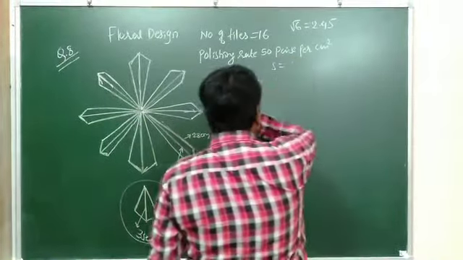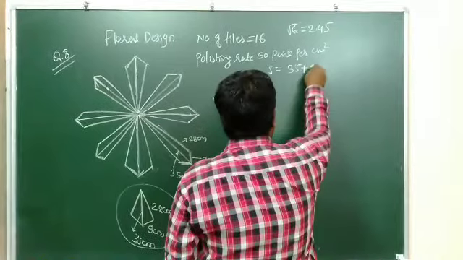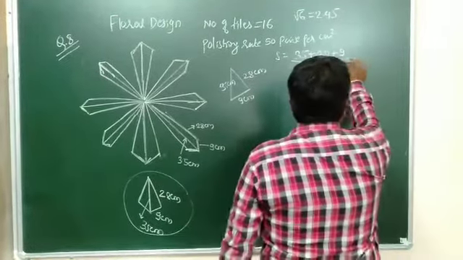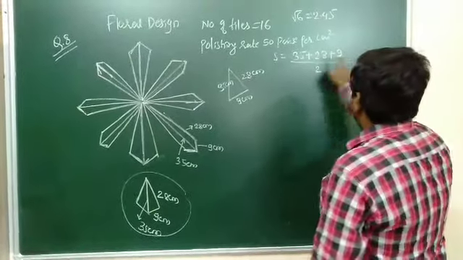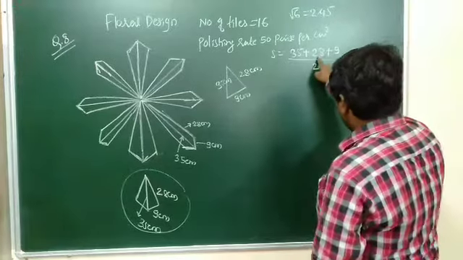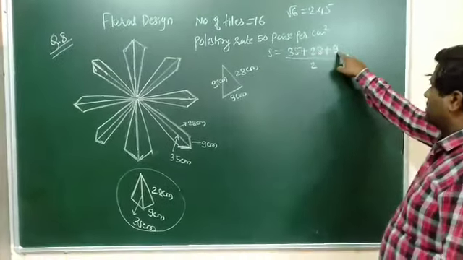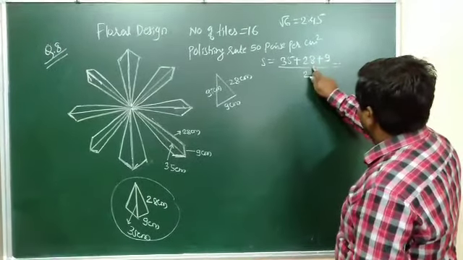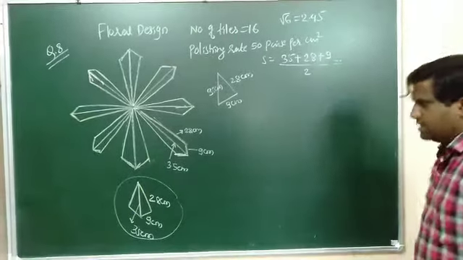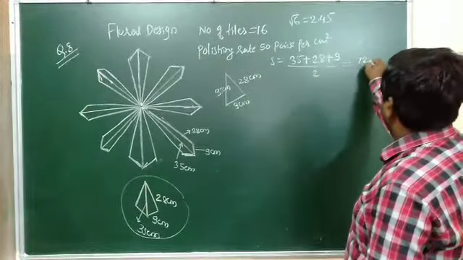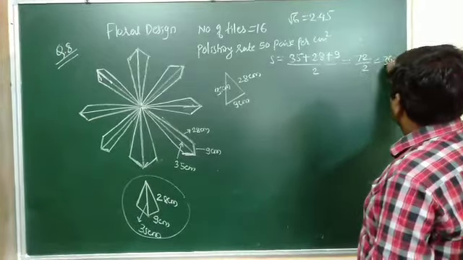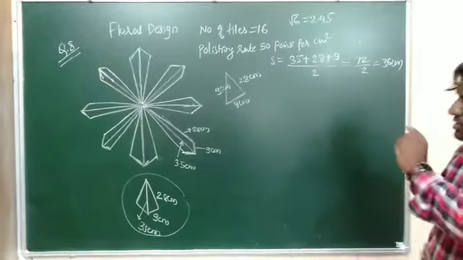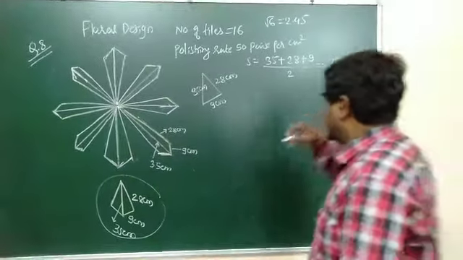So that is using Heron's formula. 35 plus 28 plus 9 divided by 2. See, 35 plus 28, I will consider it as 30 and I will consider it as 10. So 30, 65, 75, and from 75 I will deduct 3. So that is 72 divided by 2, 36 centimeter. So the semi-perimeter of each triangular tile is 36 centimeter.